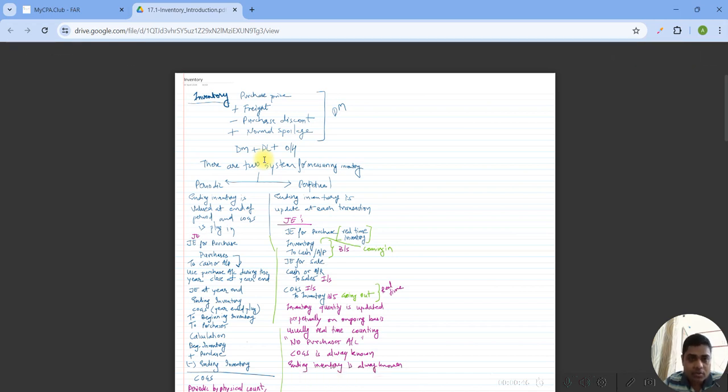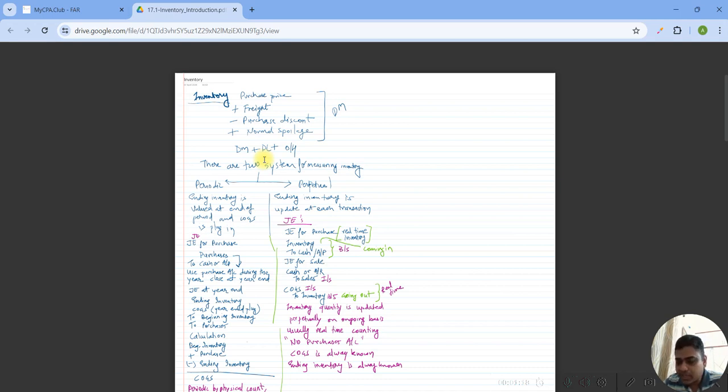The first part is about what is included in inventory. From the inventory valuation standpoint, inventory is the purchase price or consideration paid to bring that inventory to its specific condition. There are various classifications like raw material, finished goods, work in progress, and retail inventory. We are going to study those things.